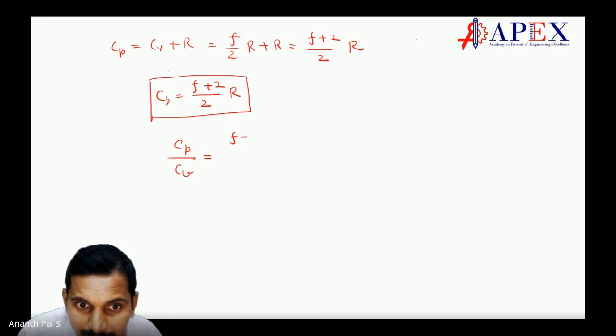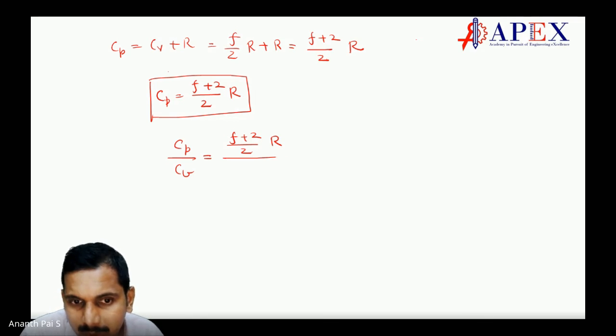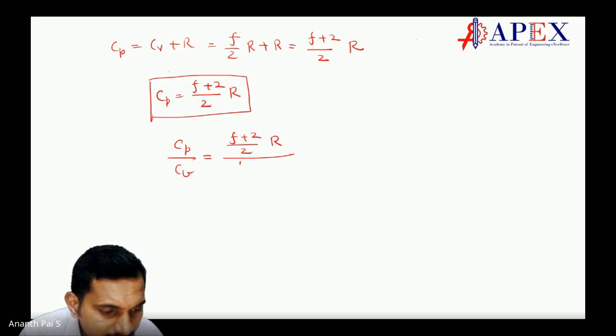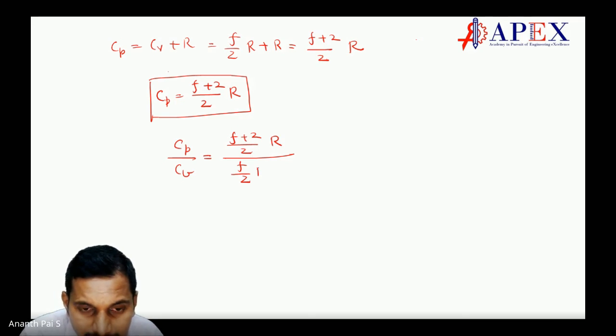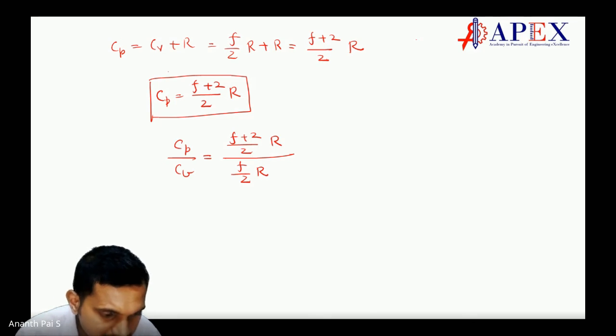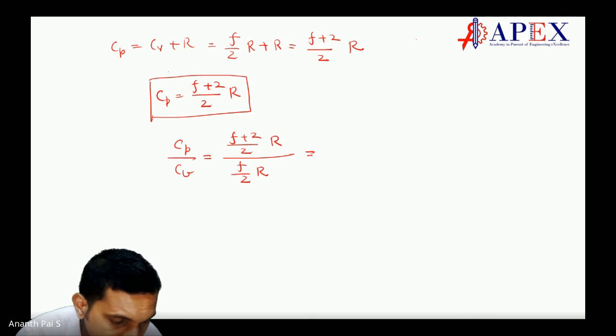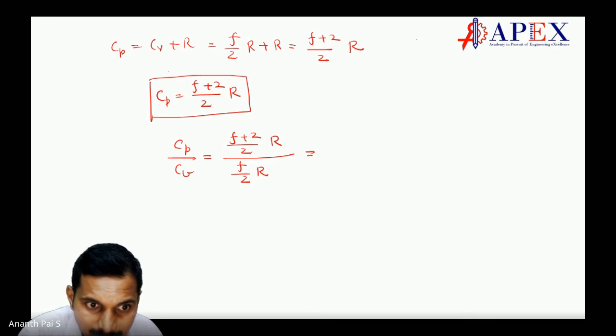Cp is (F plus 2) by 2 into R. What is Cv? Cv is F by 2 into R. Now when we do the math, we will get Cp by Cv as gamma, the ratio of specific heats. So the ratio of specific heats gamma comes out as (F plus 2) divided by F.